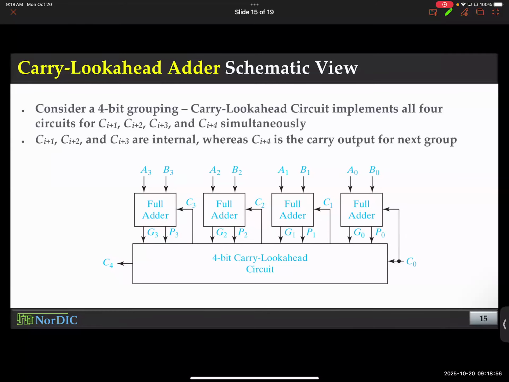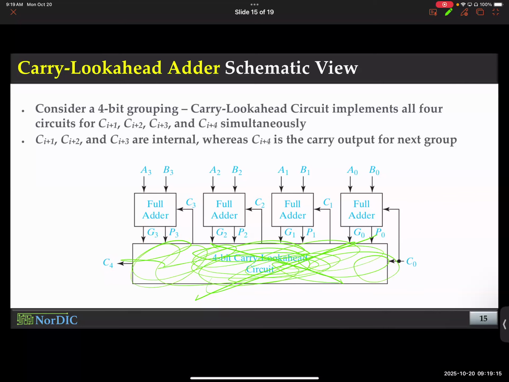What is the difference? Can you take a look at this architecture and tell me, in your opinion, what changed between this and a ripple carry adder that you saw before? What is the difference? Ignore this block for now. Just look at the chain on the top. What changed in the chain? Yes.